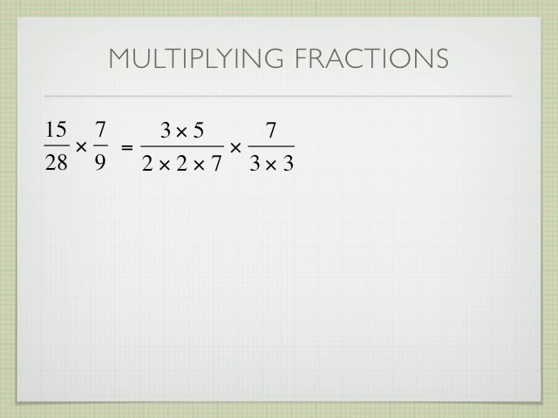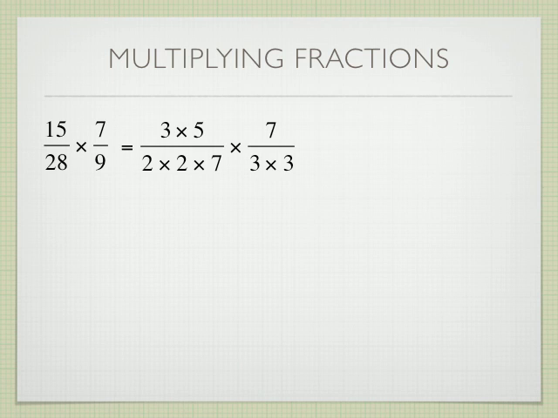So rather than doing it right away, I'm going to look at the prime factorization. As you get used to this, you can do it without listing the prime factorization, but for now we're going to list it. So 15 is the same as 3 times 5, 9 is the same as 3 times 3, 28 is the same as 4 times 7, but 4 is 2 times 2.